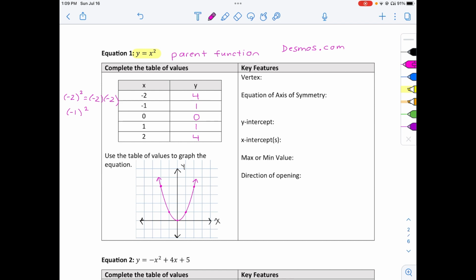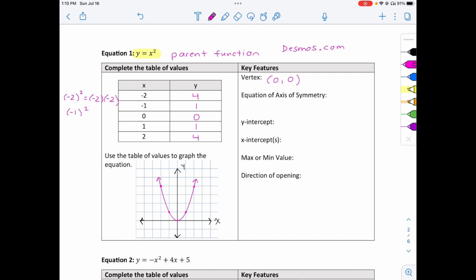So if we are looking at this specific graph, we want to determine the key features of it. So the first one, the vertex. I showed you in the table of values where it is, but we can also see on the actual graph that this right here is my vertex. The graph is decreasing, it hits this low point, and then it's increasing. So this point right here, 0, 0, is my vertex. Okay, right at the origin.